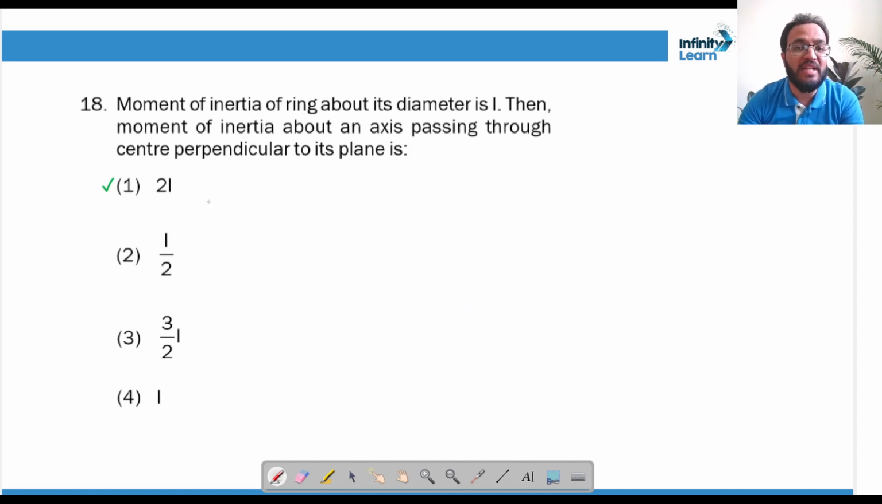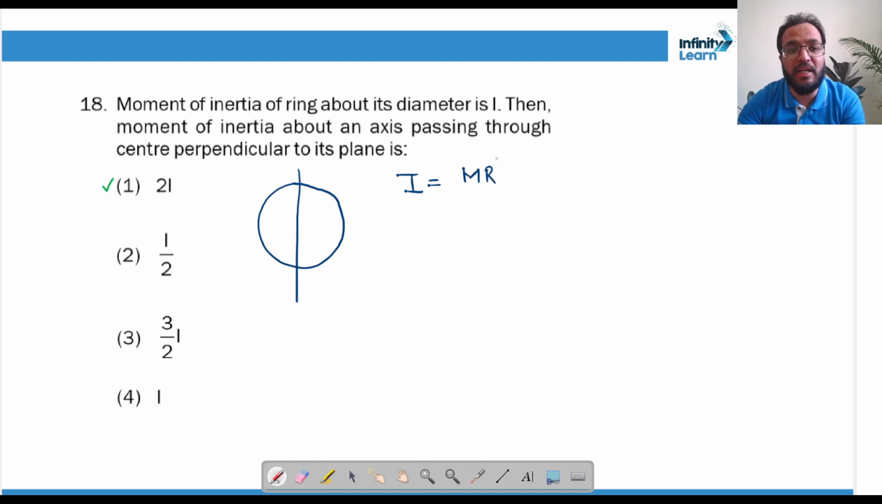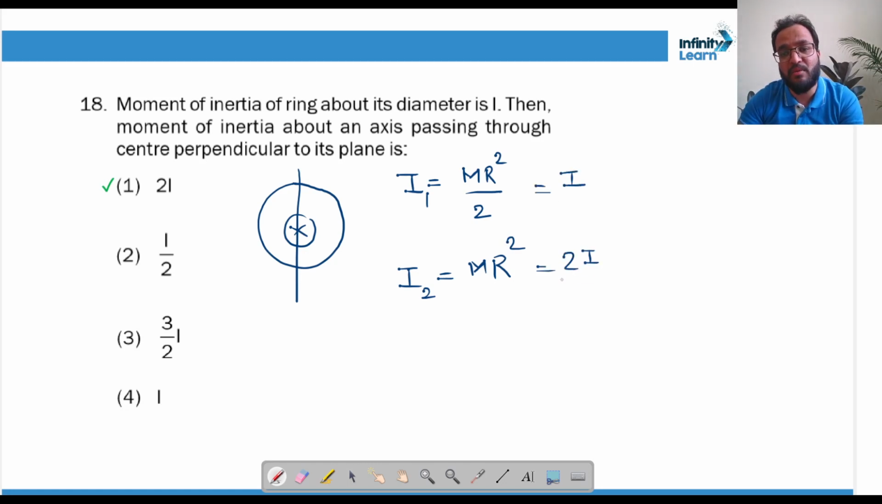Now, the moment of inertia of a ring about its diameter is I. We know that about the diameter, the formula is mr square by 2. And about the axis passing through its center, perpendicular to its plane, let's say this is I2. This is mr square. So if this is I, then mr square is nothing but 2I, because the moment of inertia about the axis passing through the center of the ring is mr square, and about the diameter it is mr square by 2, right? You understand this? Simple, no?